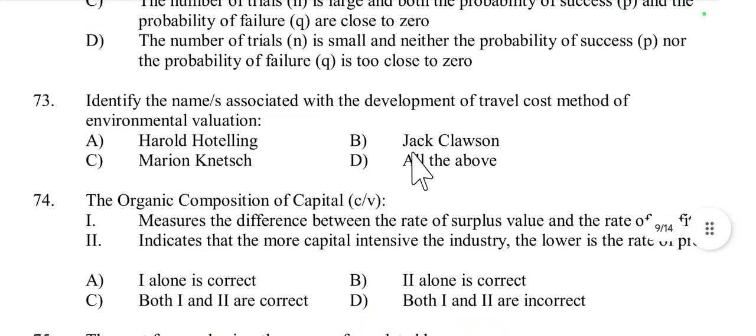Then question 73. Identify the names associated with the development of the travel cost method of environmental valuation. The first one is Harold Hotelling. Yes, this is related. Then Jack Clawson, Marion Clawson. So all of the above are related with the travel cost method.